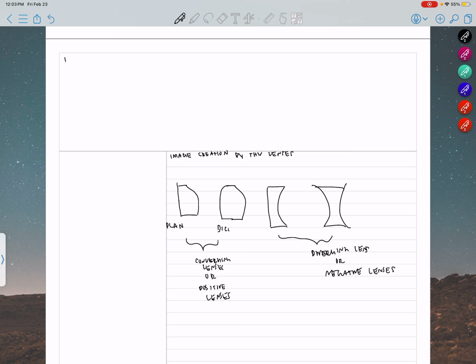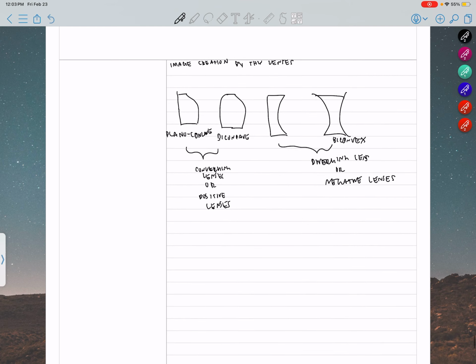Okay? Now, the way a lens works is very similar to the way a prism works, in the sense that it's going to have two surfaces, and when light goes through each one of those surfaces, we're going to have some refraction. So, light goes into one surface, there's going to be an angle of refraction, and then it goes to the other one, and then we're going to have refraction again.